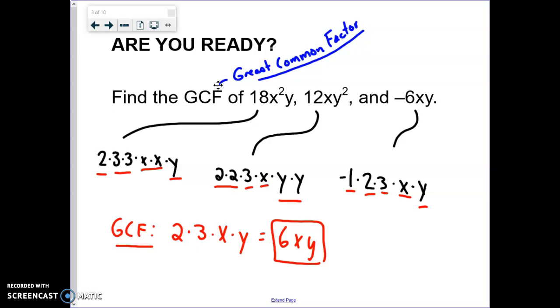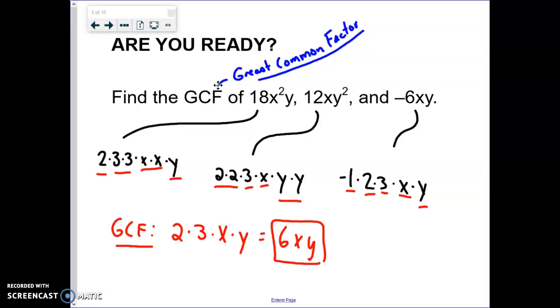Okay? Now, we are not going to have to expand these out all the time. I'll actually show you a shortcut when we start factoring, ladies and gentlemen, that you can look at. So for instance, 18, 12, and 6, you don't have to factor them out. You can just say the largest number that goes into 18, 12, and 6 is 6.